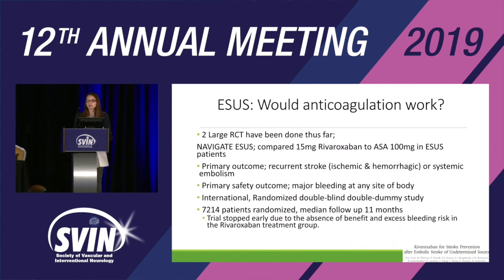So would anticoagulation work for ESUS patients if this is presumed to be an embolic source and we know that AFib is so prevalent? Would anticoagulating these patients be helpful? So they did 2 large trials. The first one being NAVIGATE ESUS, and that looked at 15 milligrams of rivaroxaban compared to 100 milligrams aspirin in ESUS patients. And the primary outcome was recurrent stroke of any type or systemic embolism.